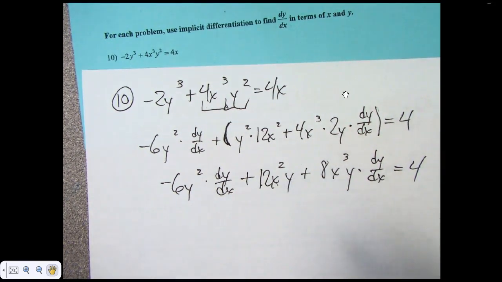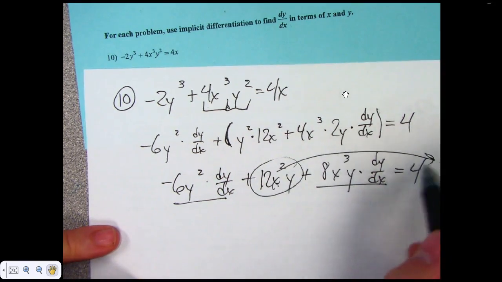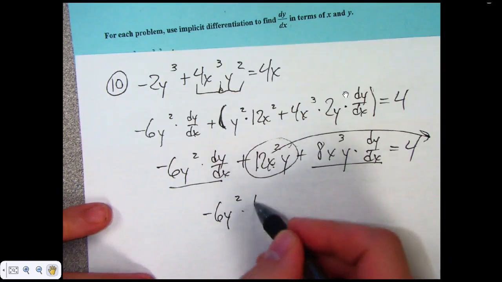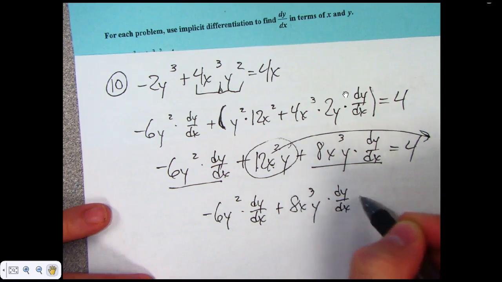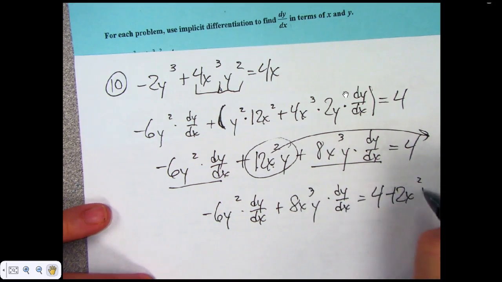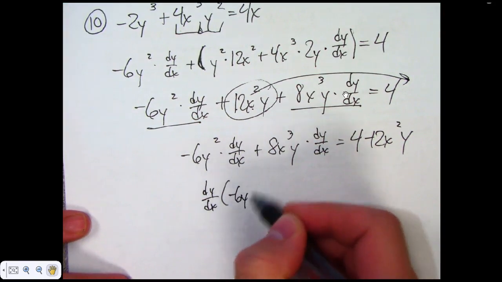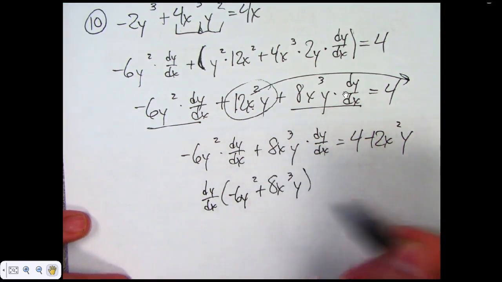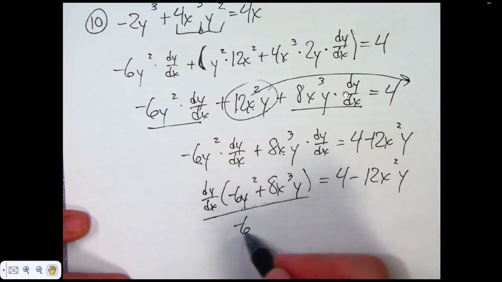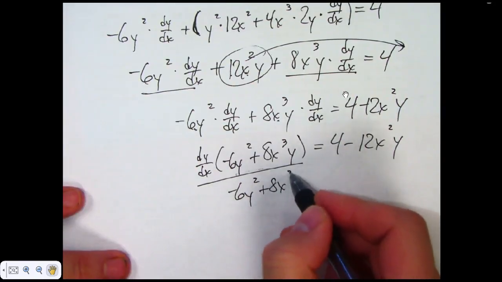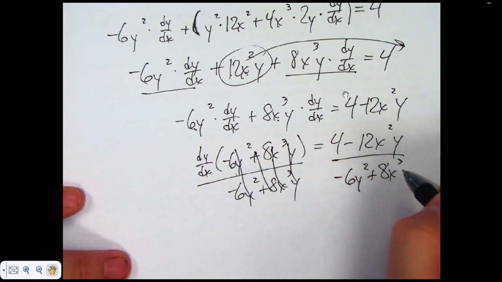Alright, now I want all the dy dx's on one side and everything that's not a dy dx on the other side. So that's going to stay, that's going to stay, this is going to go over there. So negative 6y squared times dy dx plus 8x to the 3rd y times dy dx equals 4 minus 12xy squared. I'm going to factor out a dy dx, leaving me with those two things on the inside. It's reverse distributive property. And then I'm going to divide by that stuff on the inside so that it cancels over here. And then this becomes my answer.